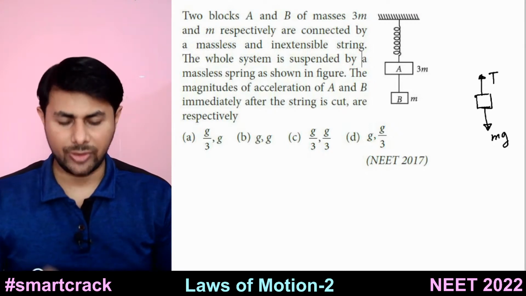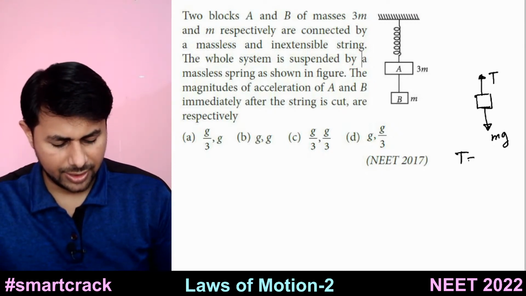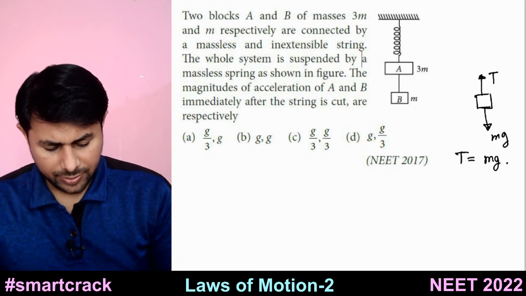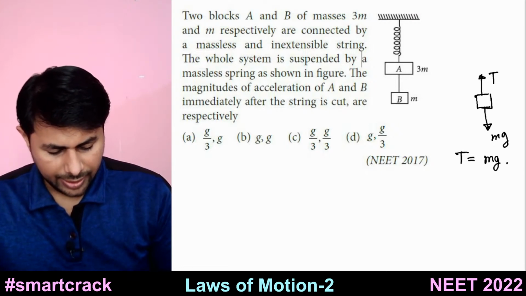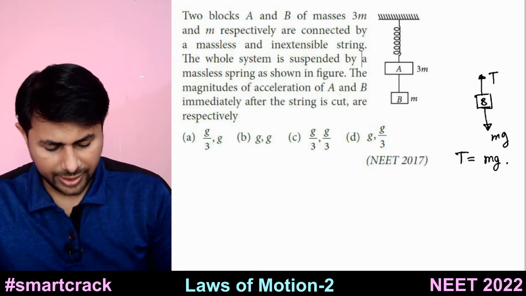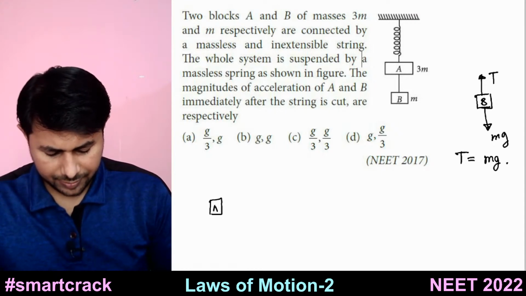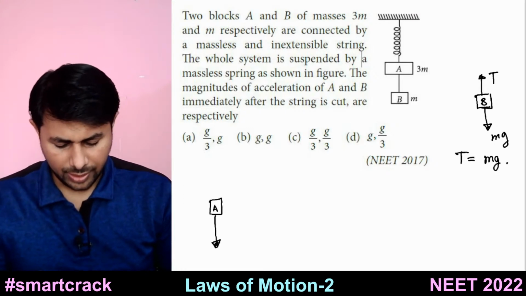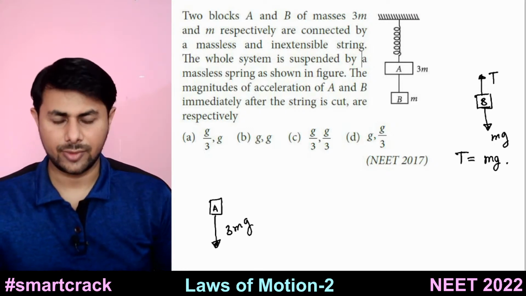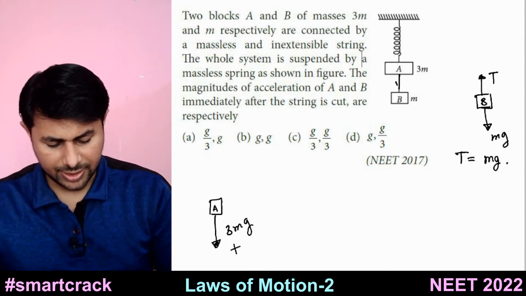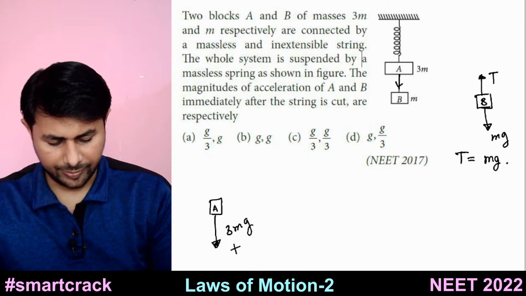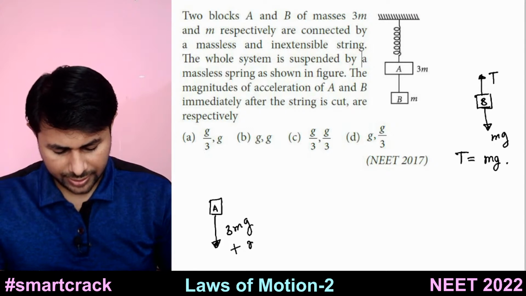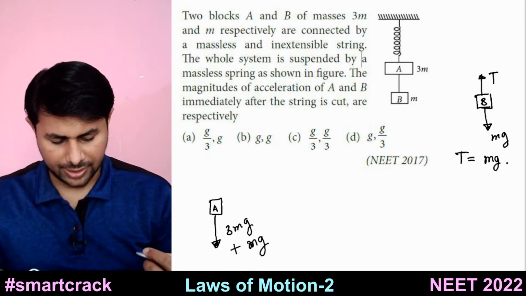So from this free body diagram, what can you find out? T is equal to mg. Then if you talk about A, this was B. For A, there is some net force due to its weight, which is 3 mg, plus there is also tension in the string acting downwards, because it has to support the weight of B also. So it is 3 mg plus mg acting downwards.